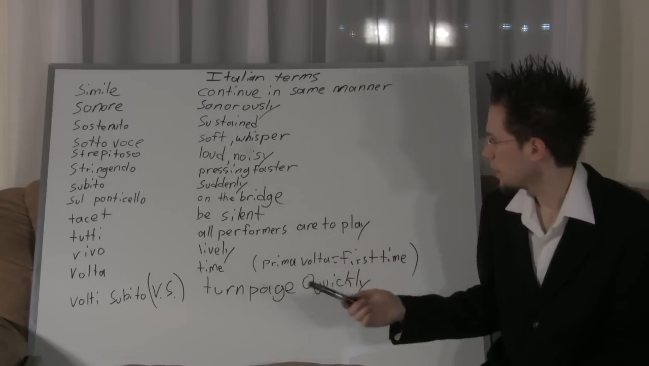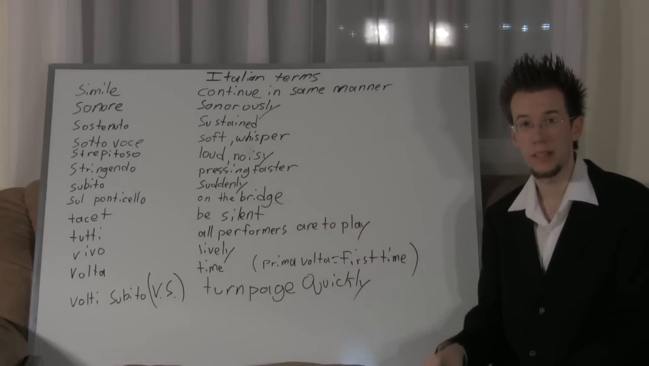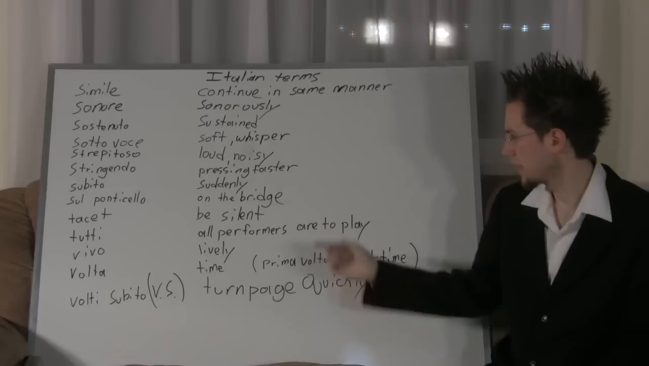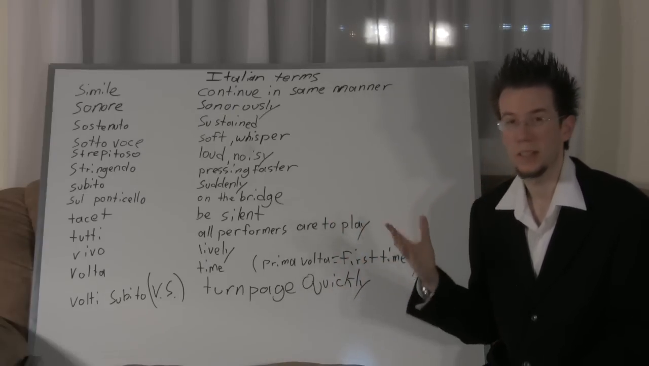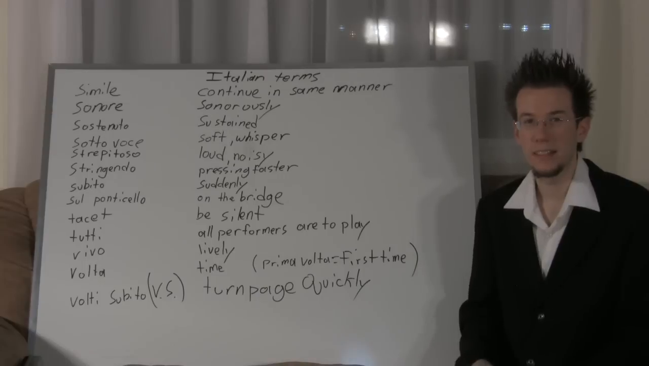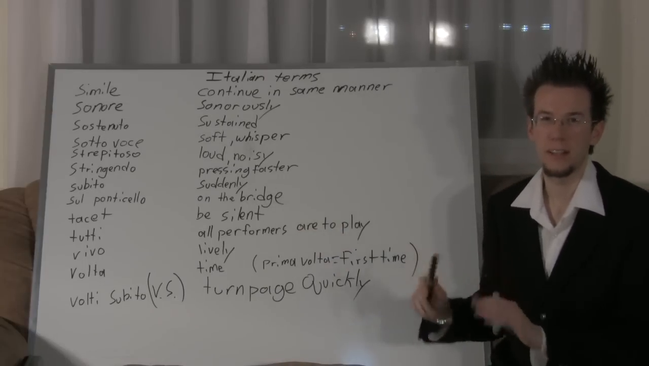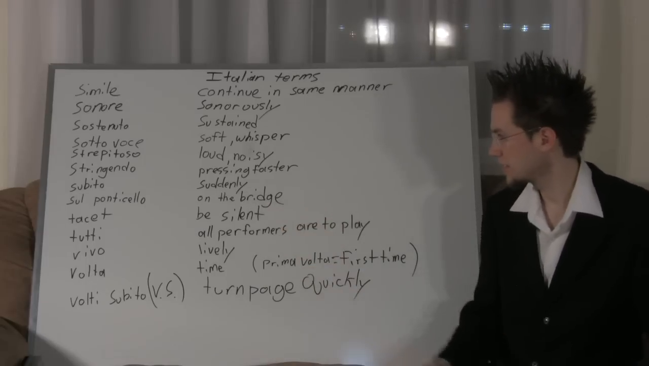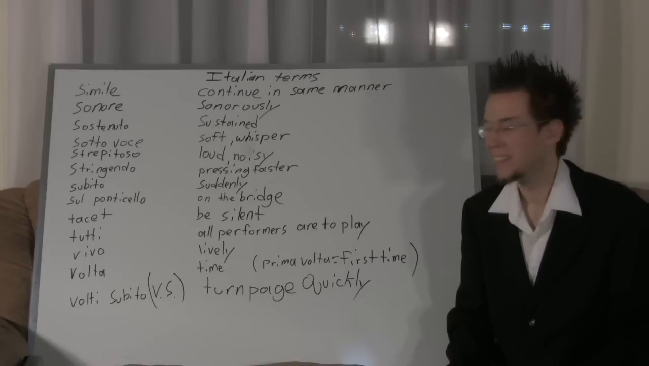And then sul ponticello, on the bridge, that's for strings, by the way, the bridge of the violin. So that's what it's referring to. I'm sure it'd probably be used in conjunction with something else, but I'm not really that intense in the violin, and I don't know exactly where that would be used, so I'll just try not to give you guys a wrong idea there. That's what it means, and if you're a violin player, then you probably know a bit more about it than I do.